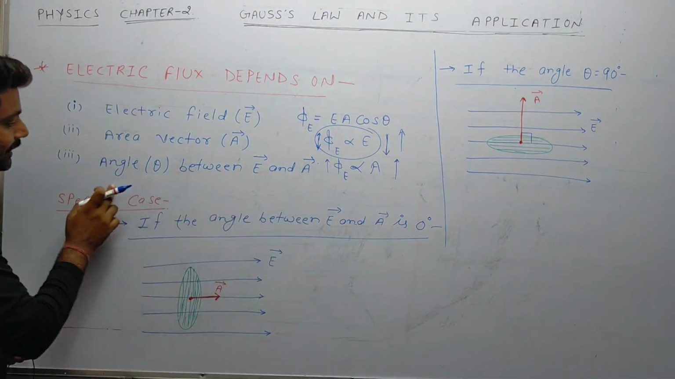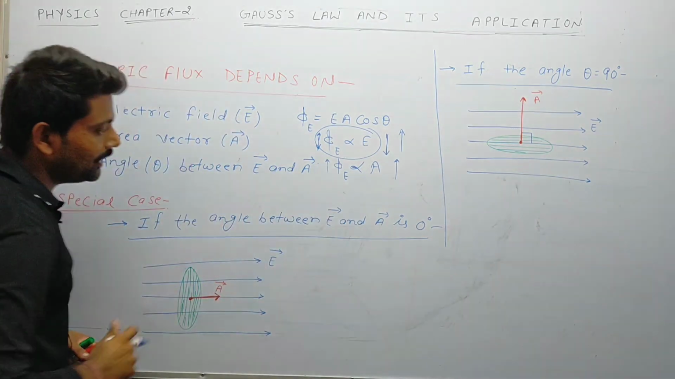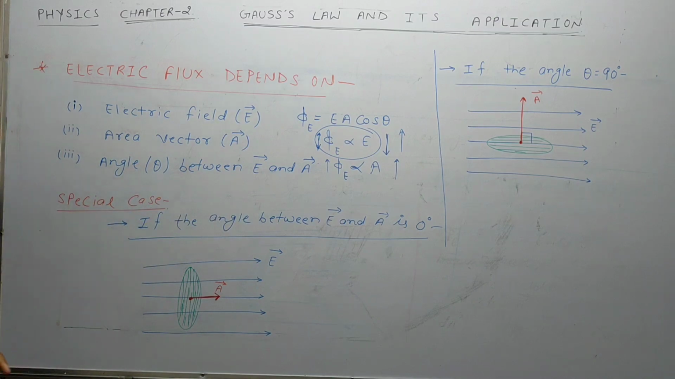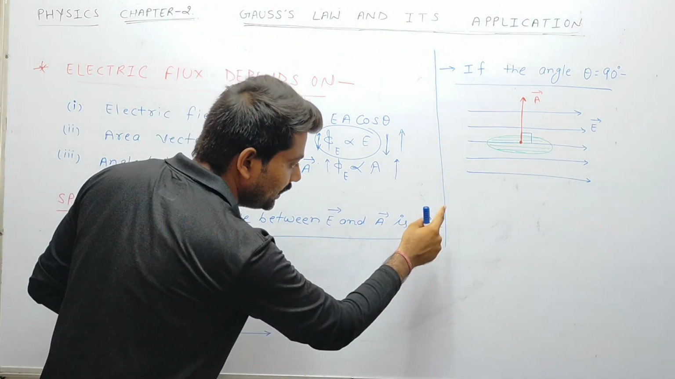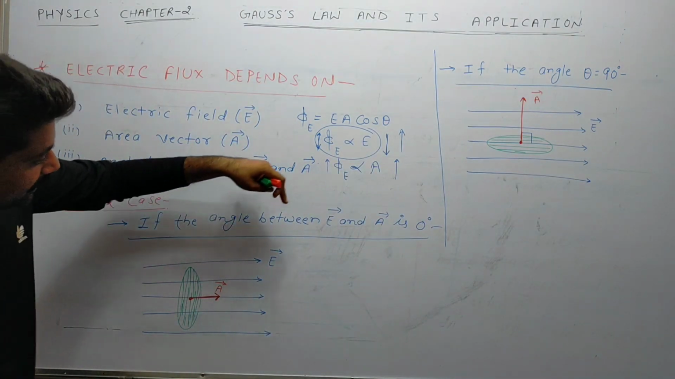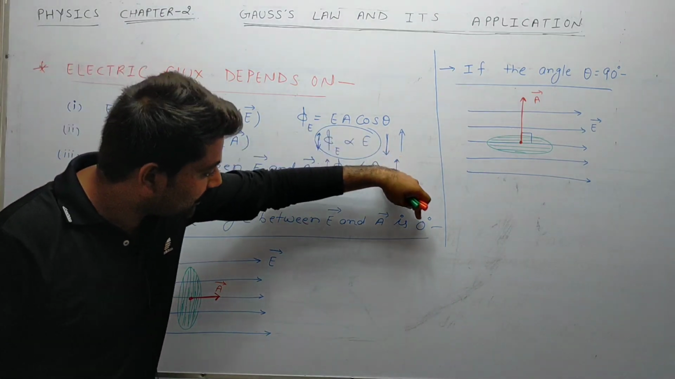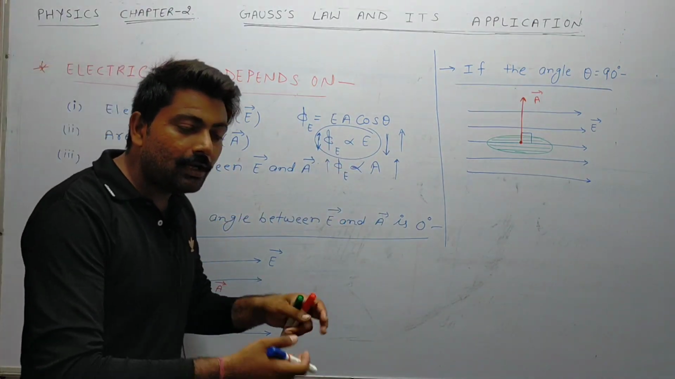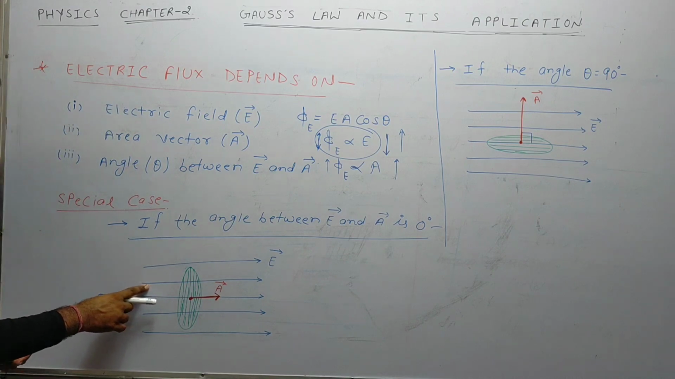And the third factor is the angle theta between E vector and A vector. Special cases for the angle. The first special case is if the angle between E vector and A vector is 0 degrees. Look at the figure. If the angle between E vector and A vector is 0 degrees, it means the electric field and the area vector are both parallel to each other. That we can see in this diagram.